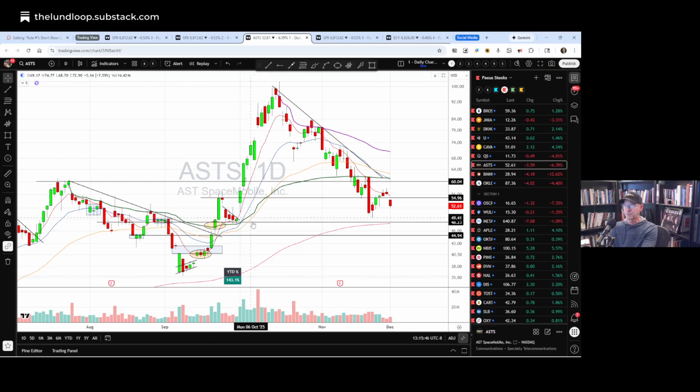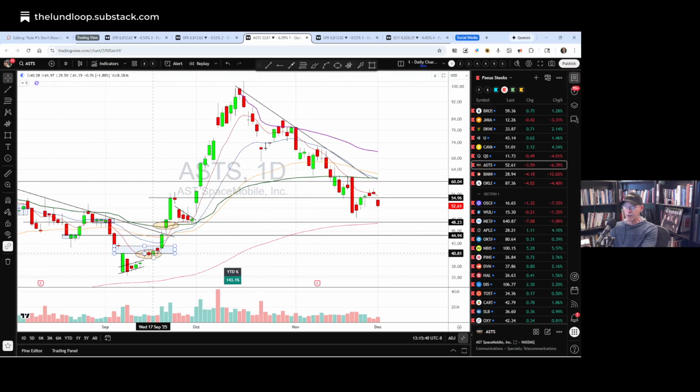Now, can you imagine? This is where I put it on our daily setups list, ASTS. Went from 40 to 100. Imagine if you rode this and then you bought the pullback here and then you added to the pullback here and you added here and you added here and you've given back everything that you made here, and now you're on the precipice where if this thing breaks down, you're actually going to go red on your P&L.